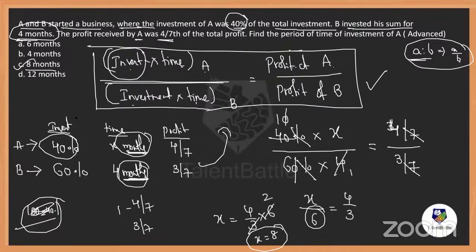And there is no necessity for you to take unknowns completely. There is no necessity for 40% of the capital. That will get cancelled here. So directly take 40, 60. If A is 40, B is 60. Time period of B is mentioned as 4 months and for A we imagine X months. And similarly, profit. Profit of A is mentioned as 4 by 7. So B will be 3 by 7, that is 1 minus 4 by 7. So we just substituted these values here and we got the value of X, 8 months.